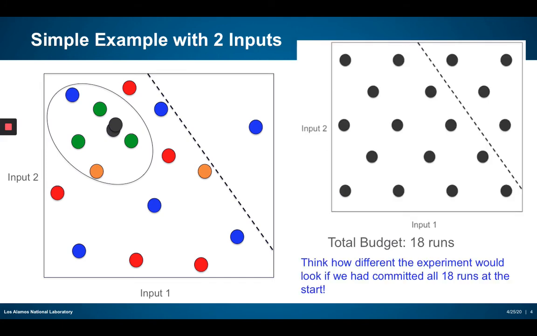I think it's helpful to make a comparison with what the experiment would have looked like if we'd committed all 18 runs at the start. On the right-hand side, we have a typical 18-run space-filling design for the entire region, and you can see that many more runs were allocated to that region in the top right corner that later became not of interest, so we wasted some resources there. And we have much less data close to where the optimum lies because we weren't able to update our thinking and target that region in subsequent stages.